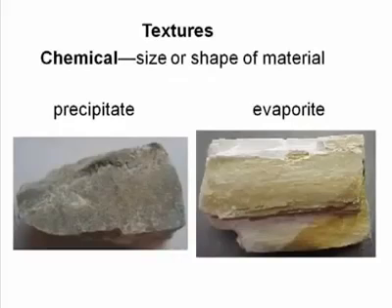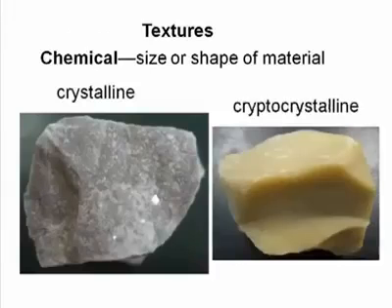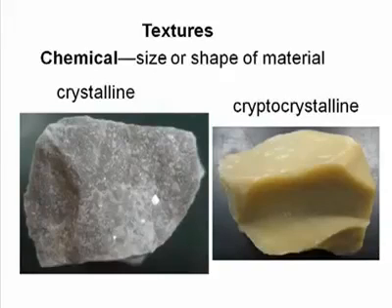Again, this represents a continuum from poorly sorted to well sorted. The texture of chemical division sedimentary rocks depends on the size or shape of the material or particles that make up the rock. Precipitates and evaporites have three textures associated with them. The first texture of chemical division sedimentary rocks is crystalline. This is composed of visible crystals. In the sample, note the crystal face reflecting the light. The second texture is cryptocrystalline. This is composed of tiny microscopic crystals.